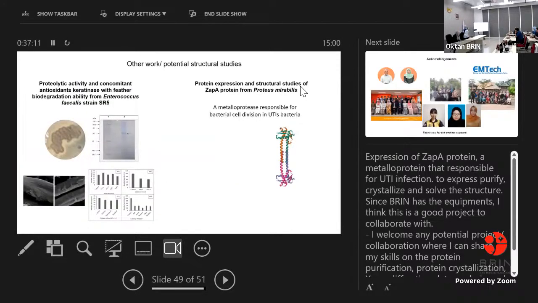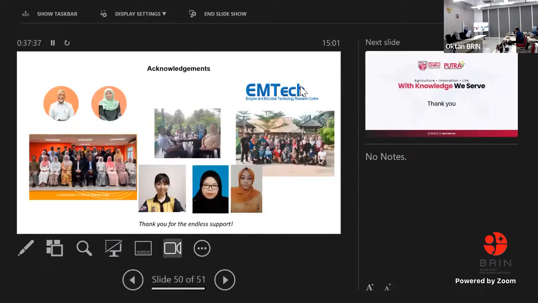And also other works or potential structural studies that I'm working on now are about the proteolytic activity, the keratinase, and also the Zappa protein, which we isolated from Proteus mirabilis. So these are, inshallah, two projects that I'm working on now towards structural studies.